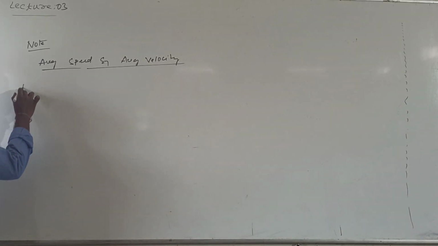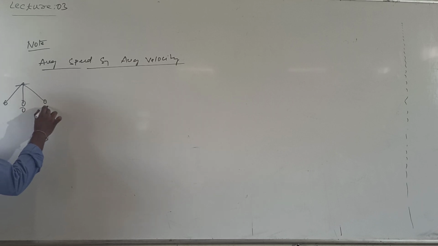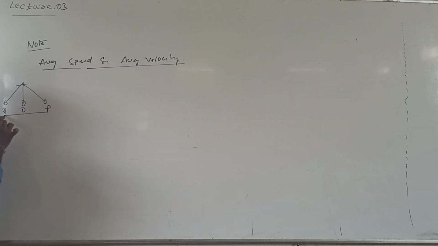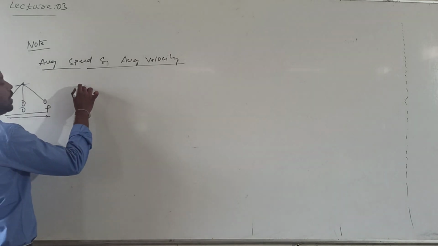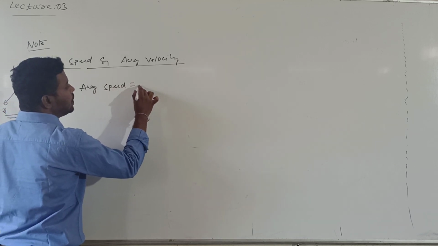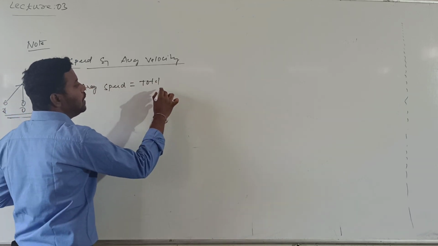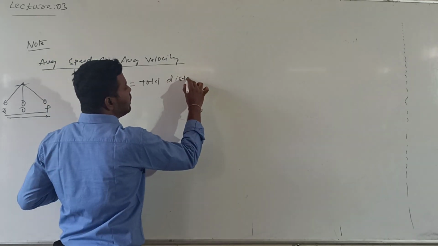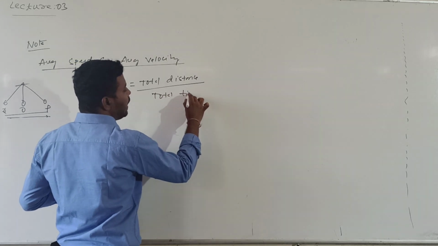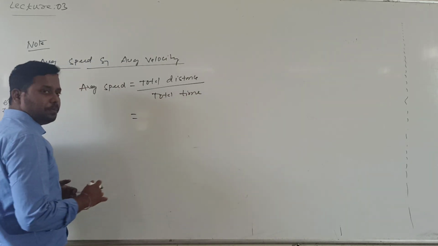If I take the example of a simple pendulum, the pendulum is pulled from the mean position. This is one extreme position. I pull the bob to P and leave it. It will move in the forward direction and again come back. That is called one oscillation. For one oscillation, if I want to calculate the average speed, what is the definition of average speed? Total distance traveled by total time taken is called average speed.